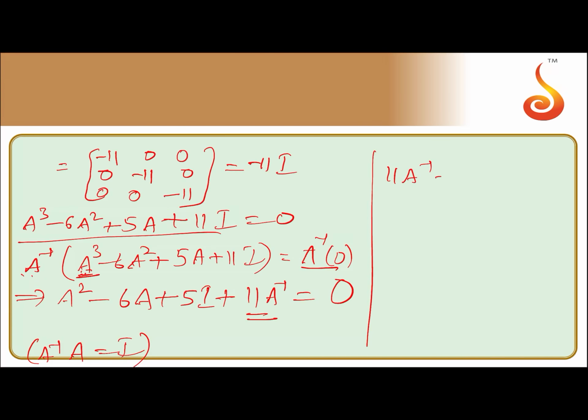So 11 times A inverse is nothing but minus of A square minus 6A plus 5 times the unit matrix. We already have the values of A square and these particular numbers, so you can substitute, calculate, and divide by 11. Lastly, you will get the required answer. So 11 times A inverse equals minus 1 by 11 times A square minus 6A plus 5 times I.